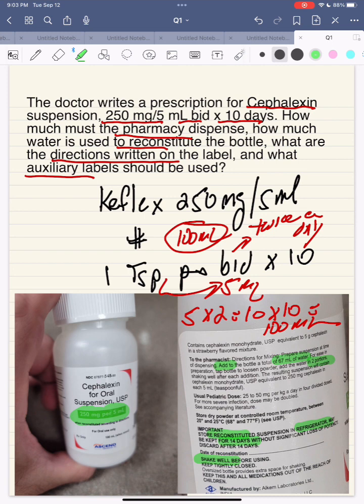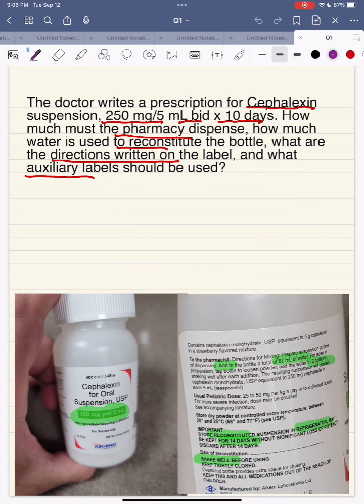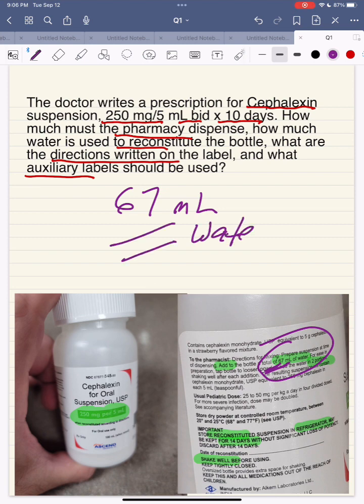So look at the label. All the information you need is on this label. The powder takes up some volume, so when you add water to it, that's why it comes up to 100 ml. So again, 67 ml is what you use to reconstitute this bottle. Usually you pour half of the 67 ml, shake well, then add the remainder of the 67 ml, and that's how you reconstitute.